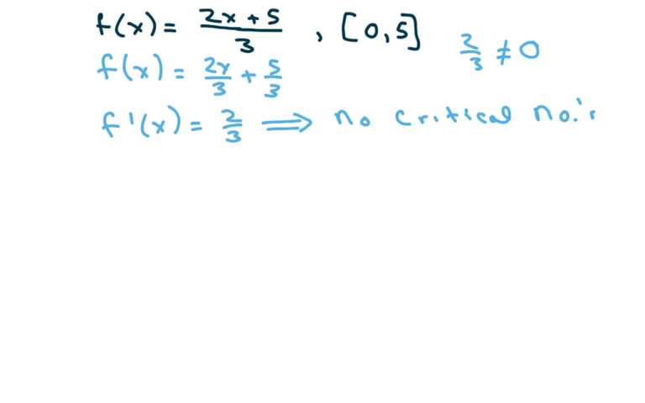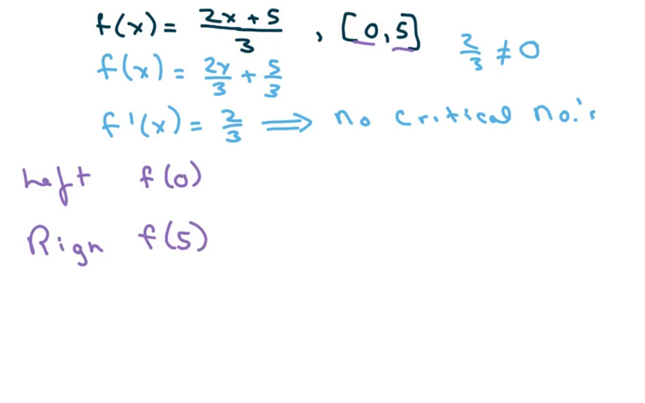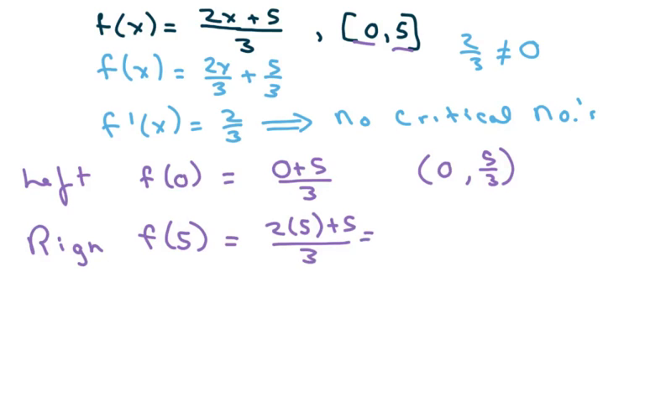Let's do it that way. And now we got to evaluate the left endpoint. So that's going to be f of 0, and our right endpoint would be f of 5. So when I plug in 0, I get 0 plus 5 over 3. So at 0, my y is going to be 5/3. And when I plug in 5, I'm going to get 2 times 5 plus 5 over 3, which is 15 over 3, which is 5.